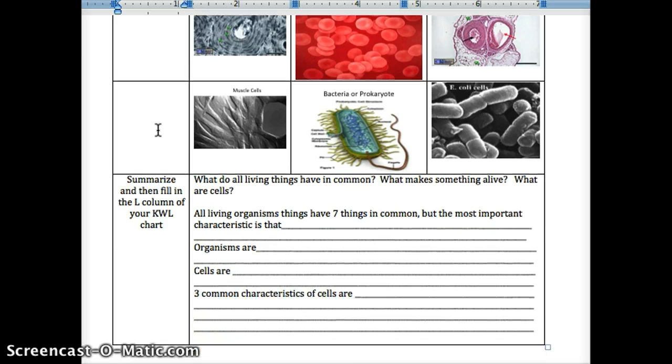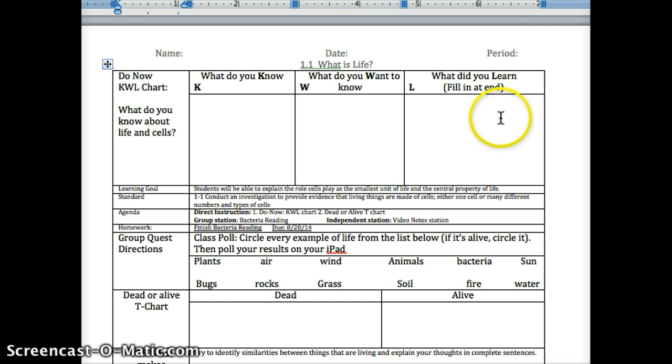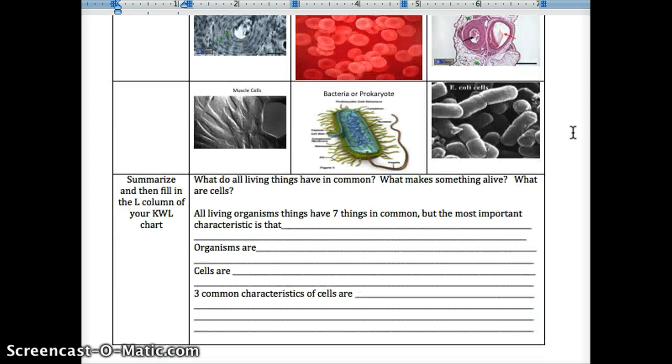If you didn't get a chance to fill it in, make sure you go to my website in the Versal and you look at the PowerPoints. Now, make sure you finish your summaries, finish all these sentences, answer these questions. What do all living things have in common? What makes something alive? And what are cells? Then fill in the L section of your KWL chart that you started for your Do Now. Great work.